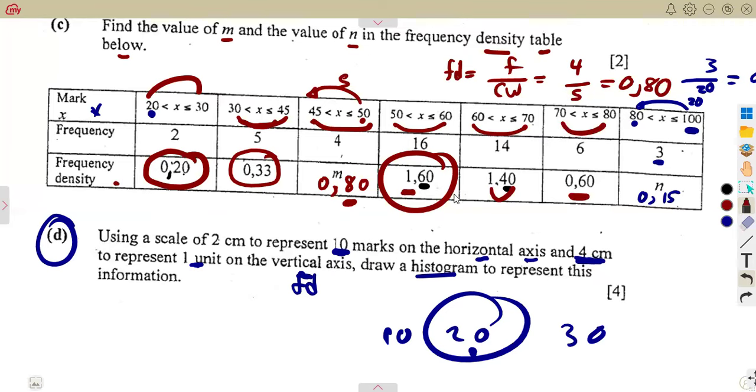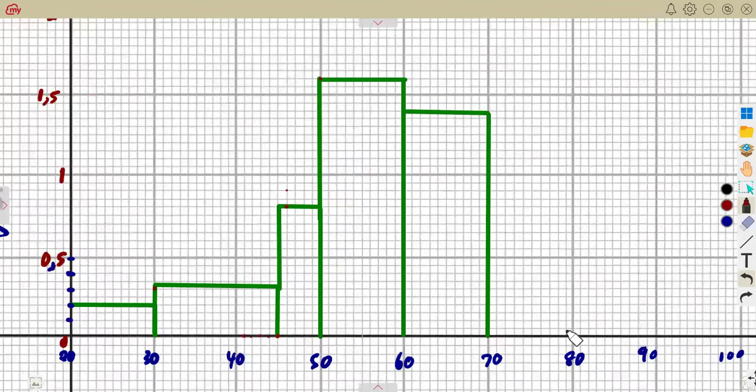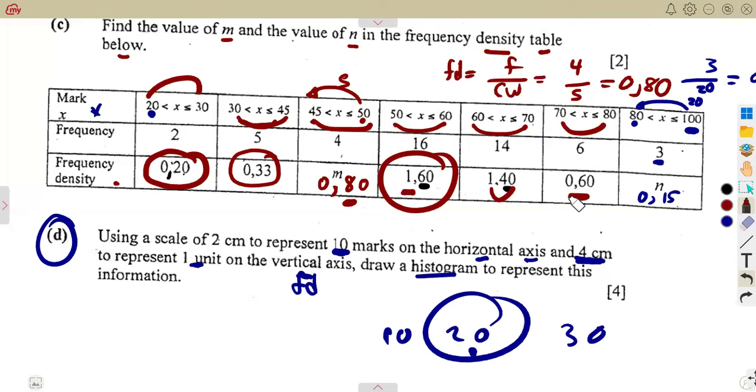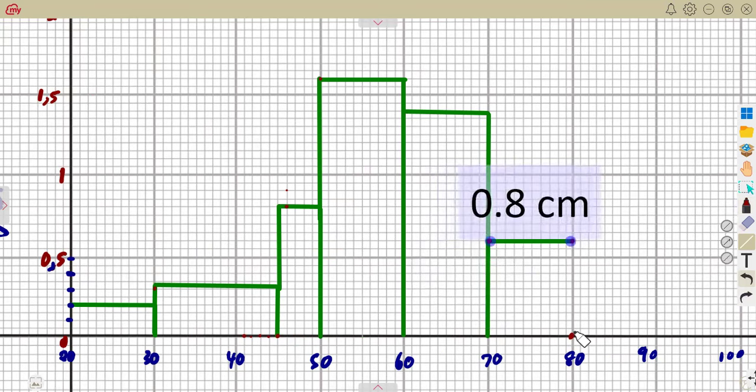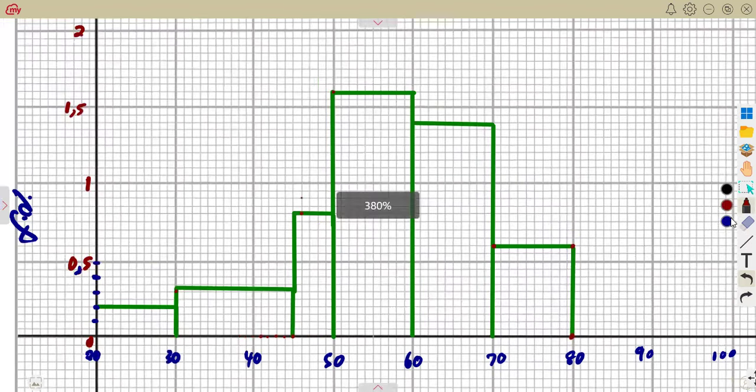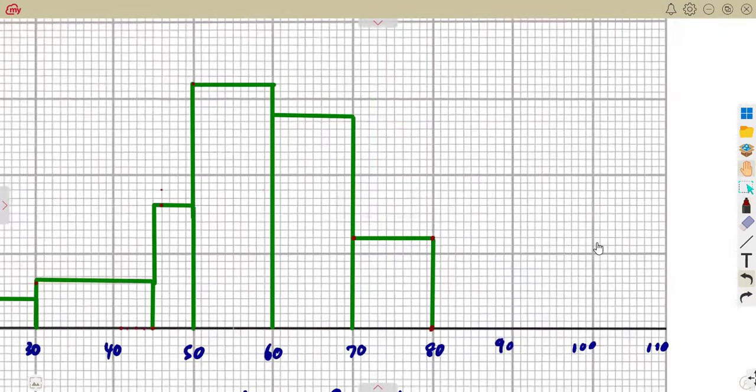0.6 from 70 to 80. But what is the corresponding there? From 70 to 80, we need the corresponding frequency density 0.6, just after 0.5. 0.5 here, straight 0.5. We need 2 boxes going up. That's at 0.6, something like that. 70 to 80. Okay, then we move on to another one.